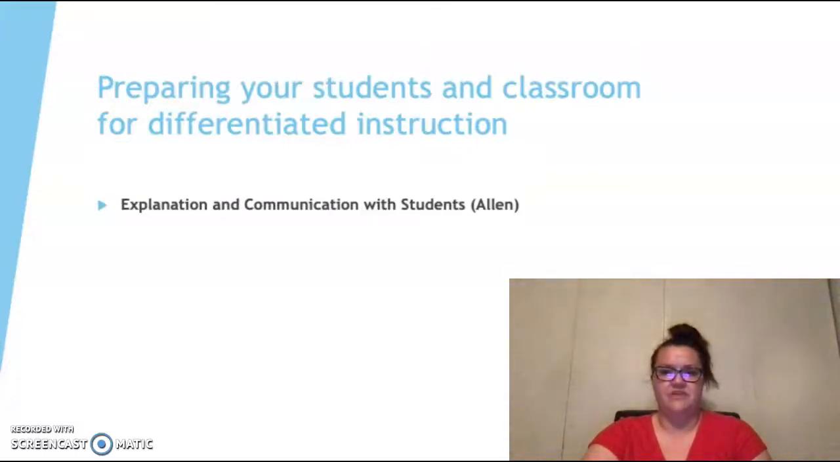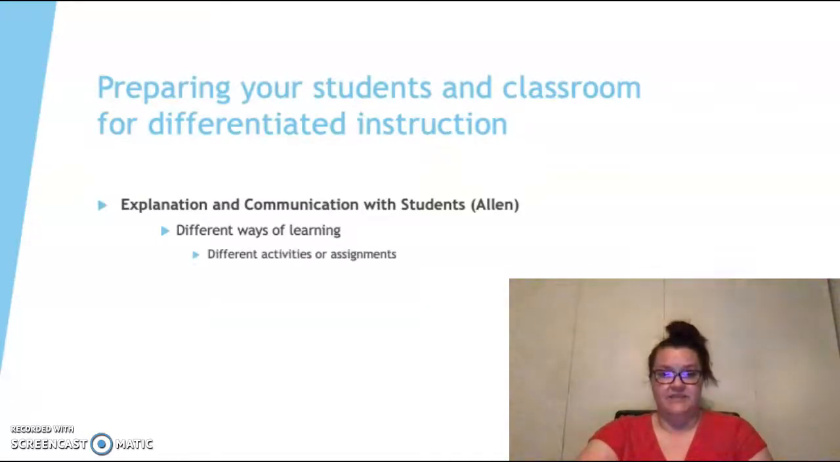Here are some of the ways to prepare your students. Tell your students that everyone learns differently. Students may be working on different activities or assignments for lessons. According to Rob, some students may say that it does not seem fair that they are doing different things to help them learn. Explain to your students that fair does not mean same. Fair means that everyone gets what they need to be able to learn.